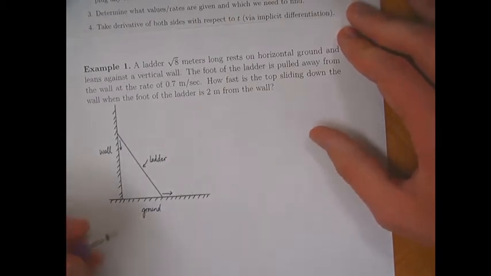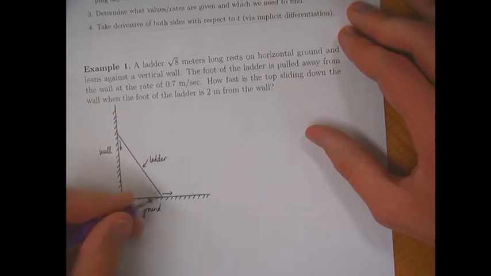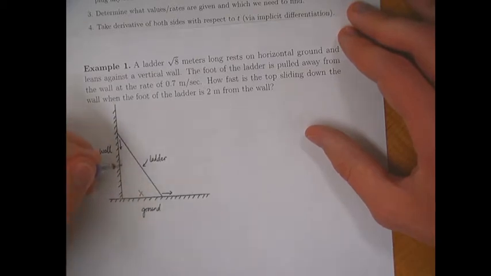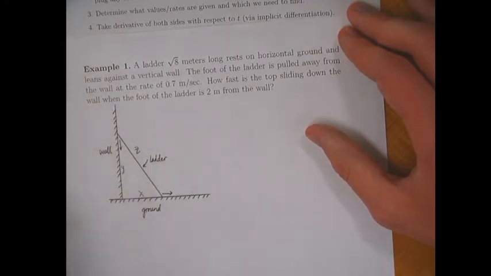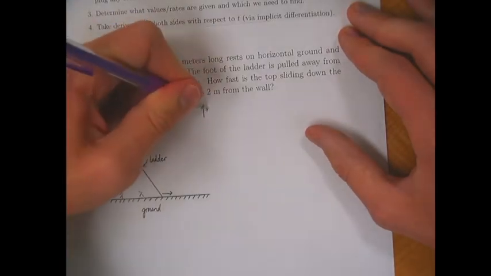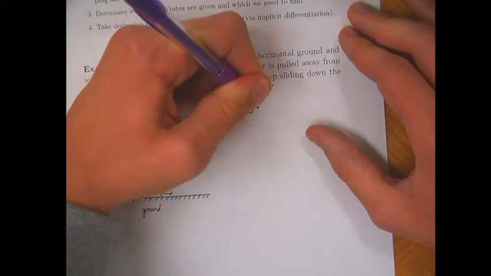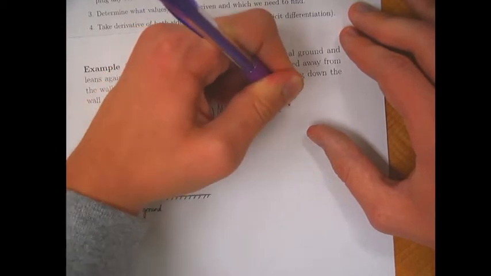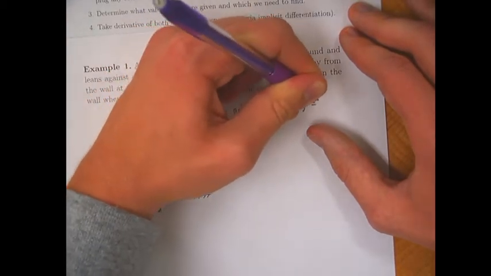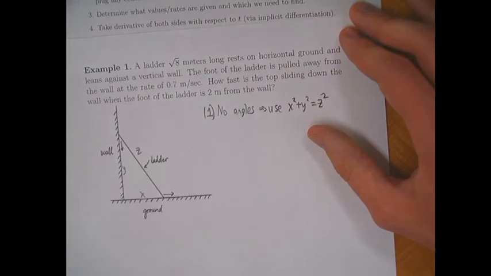For this problem, let's denote this part here by x, this by y, and this by z. So the ladder is z, the wall is y, and x is the ground. We don't really have to deal with any angles in this problem, as you may have noticed. So the good news is that with step 1, no angles implies you have to use x squared plus y squared equals z squared, just the Pythagorean theorem.